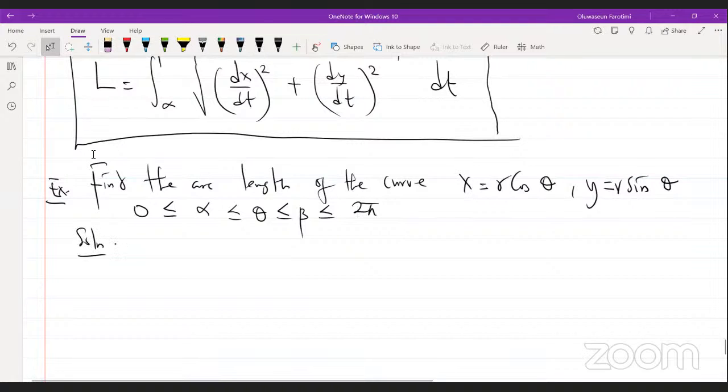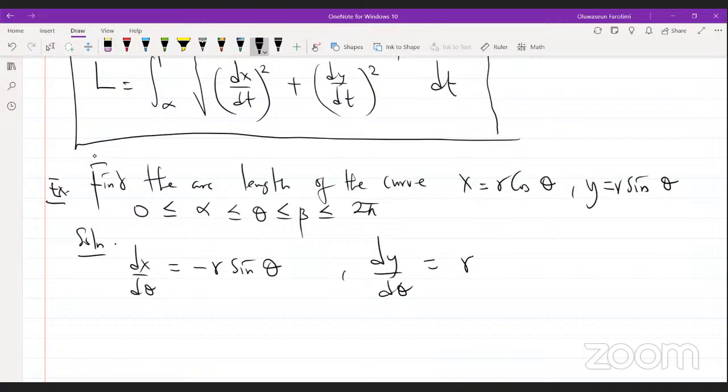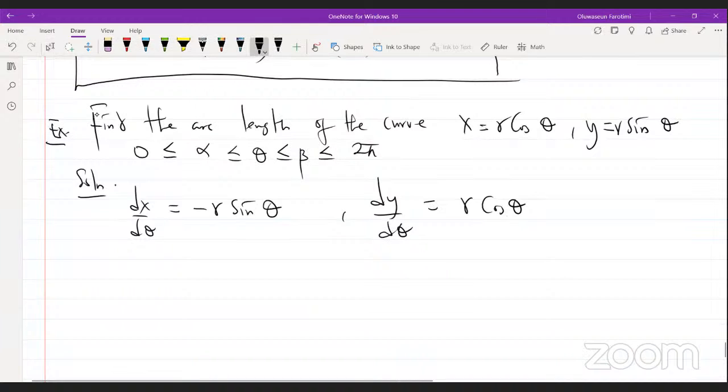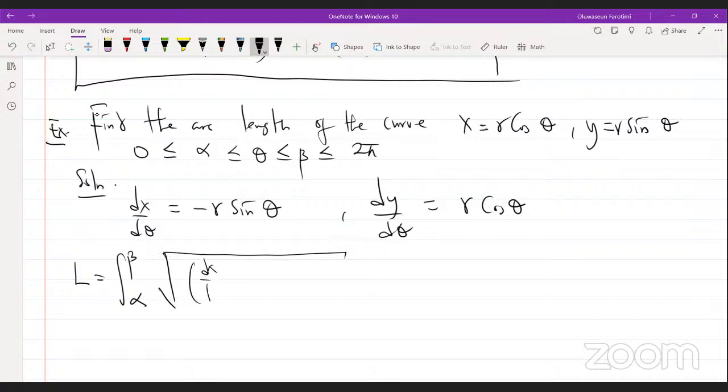Solution. You see we need dx dt, right? In this case, these are thetas, so I just have to stick to dx d theta. Differentiate x with respect to theta: you have negative r sine theta. What about differentiating y with respect to theta? You have r cosine of theta. But what is my formula? My formula is L equals the integral from alpha to beta of the square root of dx d theta all squared plus dy d theta all squared, d theta.